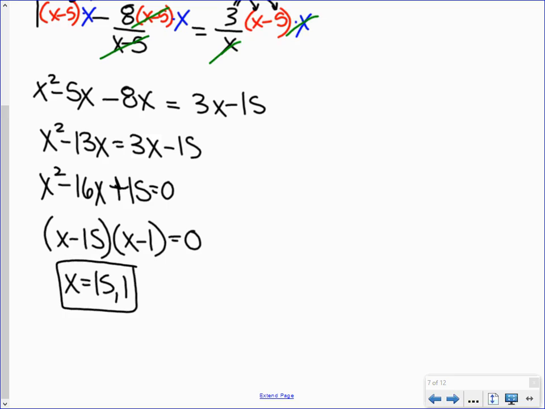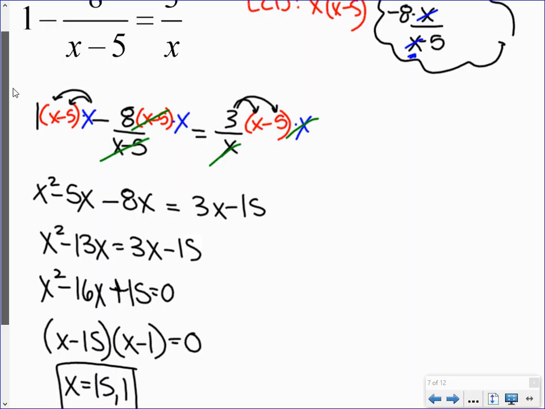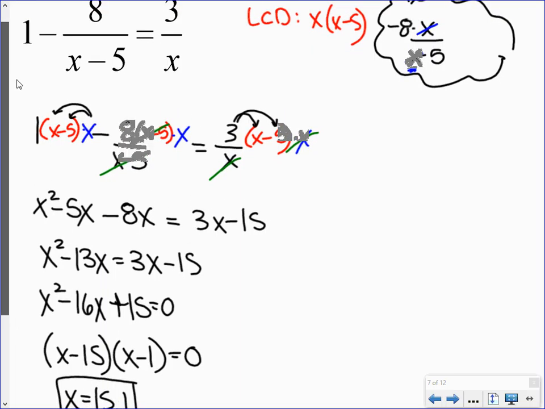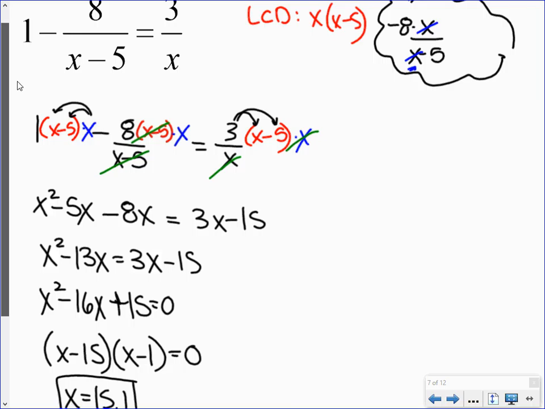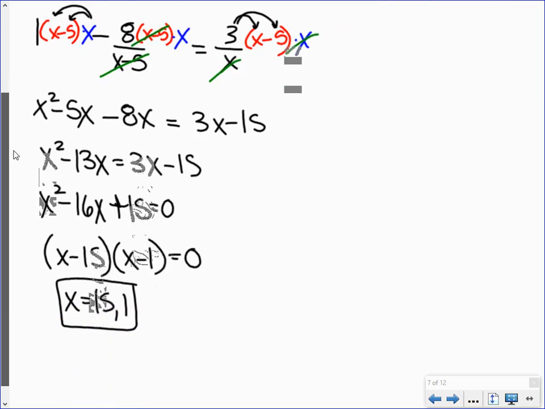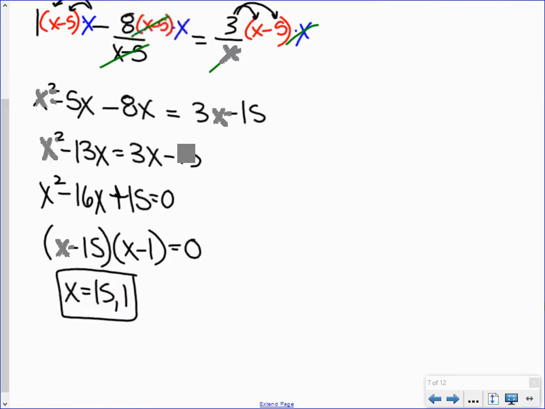You should check for extraneous solutions. If you go back to your original problem, your denominators are, I think, x and x minus 5. Does plugging in a 15 or a 1 make any of those 0? No, so we're good to go. Those are both of our solutions.